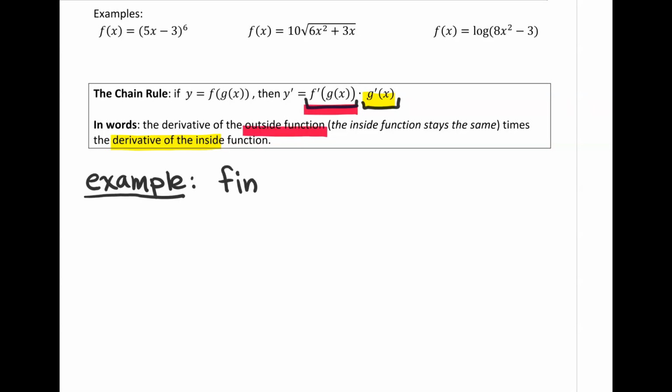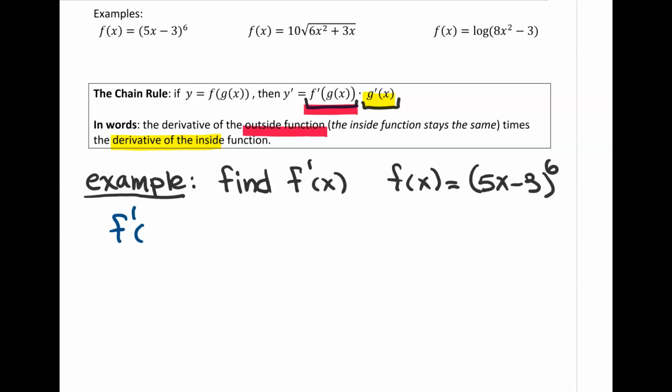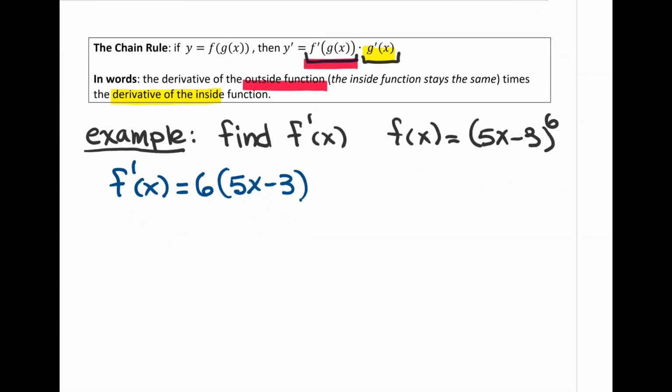Let's first take the first example that we have up there. We're going to look for the derivative of this function f of x equals 5x minus 3 to the 6th power. The outside function is that power function. So when we start doing our derivative, our f prime, we're going to start with using the power rule. The power rule says take this exponent, this 6, and bring it to the front. Now when we do this, we leave the inside alone, so you don't touch 5x minus 3. That just stays there. When I do the power rule, I bring the power to the front, and then I lower it by 1, so that becomes to the 5th.